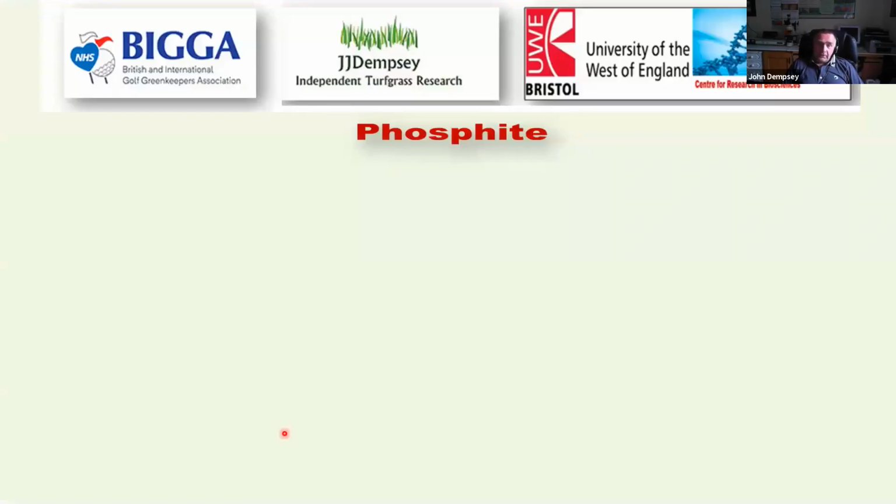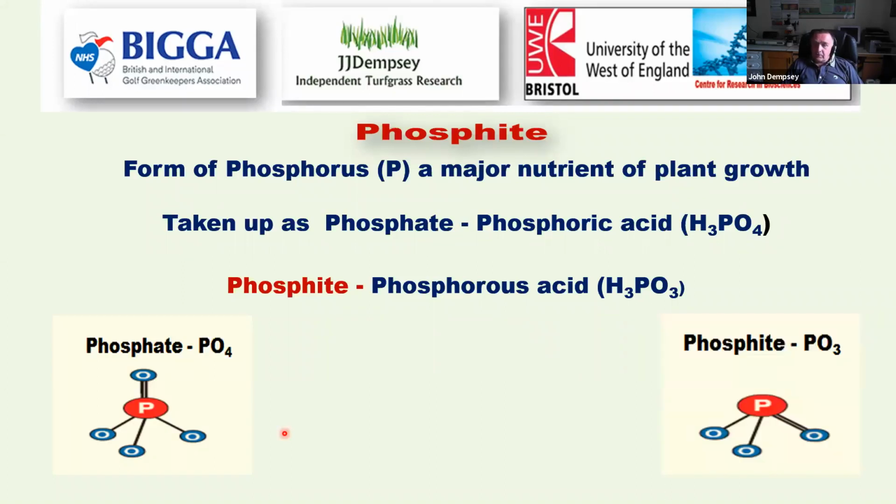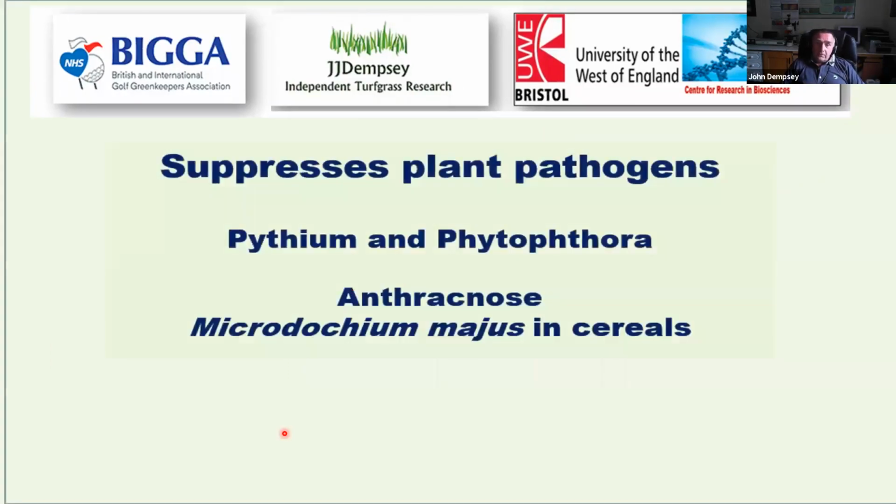I'm going to mention phosphate, as I always do. Phosphate, a form of phosphorus, is taken up in plants as phosphate. Phosphite is PO3, phosphate is PO4. So phosphite can't be used as a form of phosphorus nutrition, but it has been very effective over the years at reducing diseases such as Pythium and Phytophthora. There's some research with anthracnose and Microdochium in cereals.